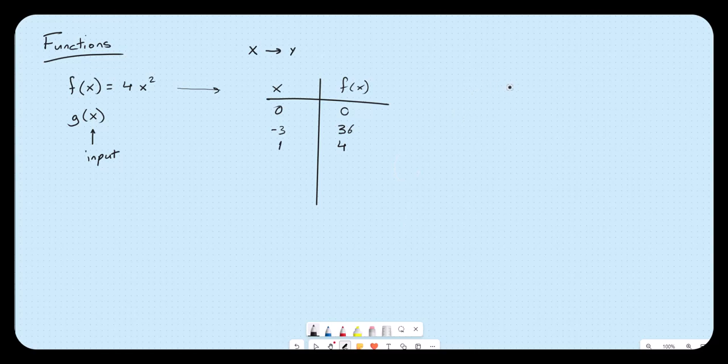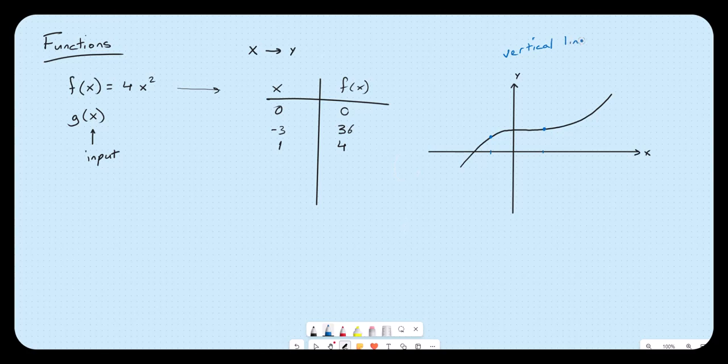What this looks like as a graph: if this is my x and this is my y, and I've got some kind of a line like this, this will work because for each x value that I put in, I only have one possible y value that I get out. The way that I test this is with something called a vertical line test. It's not very creatively named.